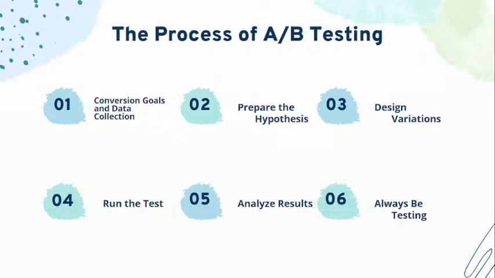So we move towards the first point. What is the first point? Conversion goals and data collection. Before implementing an A/B test, we have to research how the website is performing at present. Then collect all the data on things related to users visiting that site, such as which pages get more traffic and how visitors are interacting on different pages.